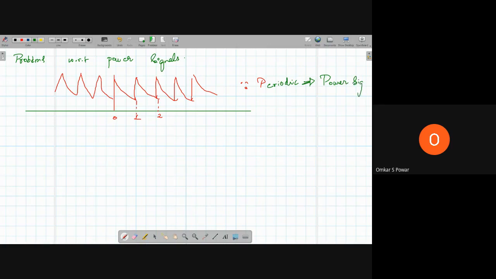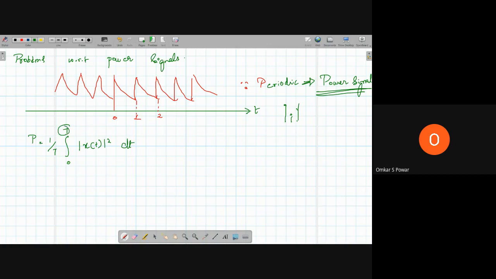Now in order to solve this, we have to write the formula for power for continuous time. So this is continuous time. If you can see, for discrete it will be like this. Since it is continuous, what is the formula for power? Power is equal to 1 by T integral 0 to T mod of x of t the whole square dt.